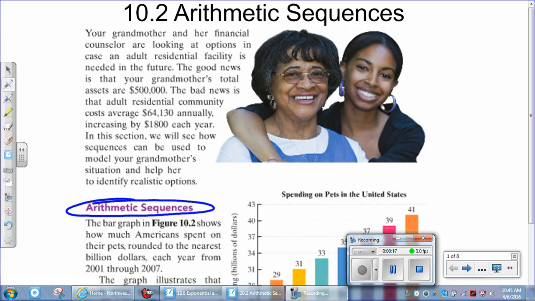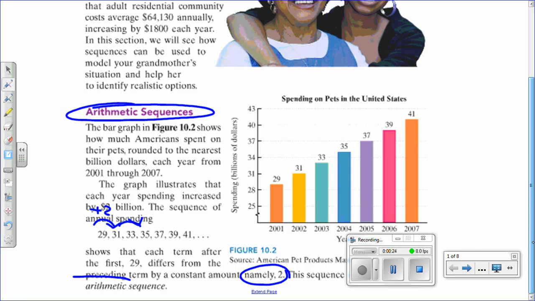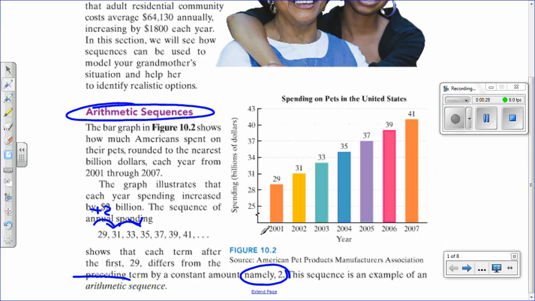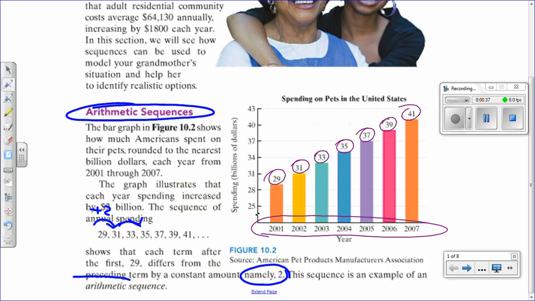We already went over the introduction, so what we were discussing is that arithmetic sequence, for example, this bar graph, shows the spending on pets by year, and every year they noticed that it was increasing by 2, and it's actually 2 billion, so that's a lot of money. And so arithmetic sequences have something in common. They will have a common difference being added or subtracted if that difference was negative for each term.